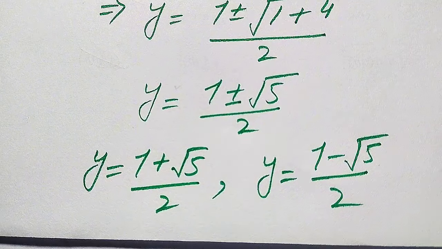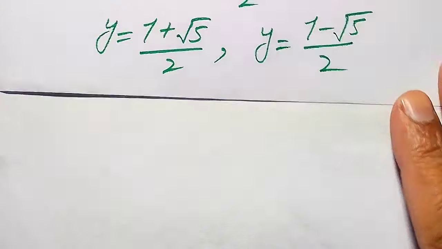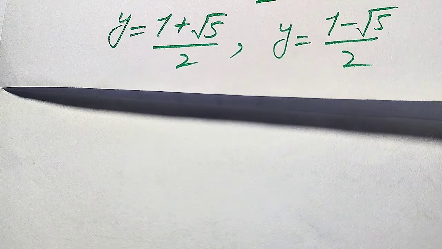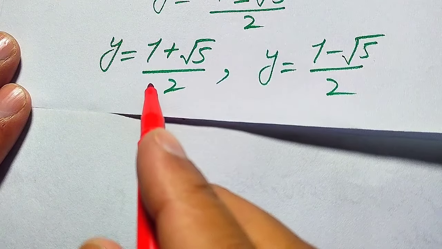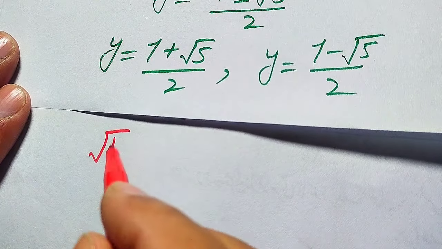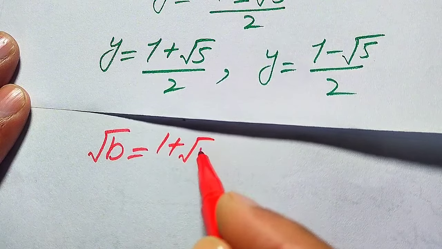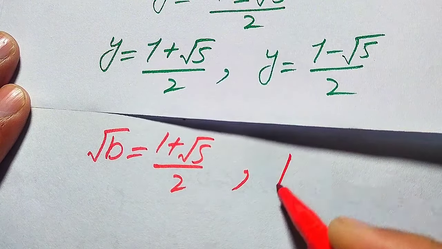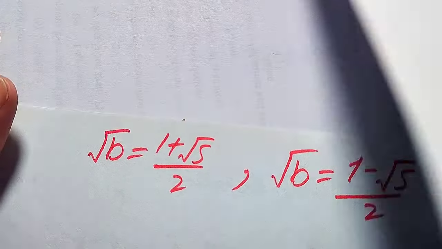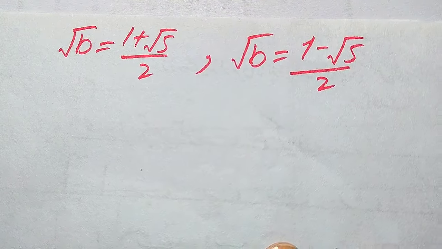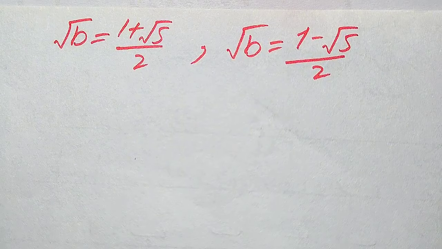So these are the two values of y, and now in the next step we use both of these two values and we easily get the values of b. For this we first back substitute the value of y, which in this case is equal to square root of b. So we put it here and it becomes square root of b equals 1 plus square root of 5 divided by 2, and in this case square root of b equals 1 minus square root of 5 divided by 2. Okay, so here we substitute the values of y and we need more simplifications.